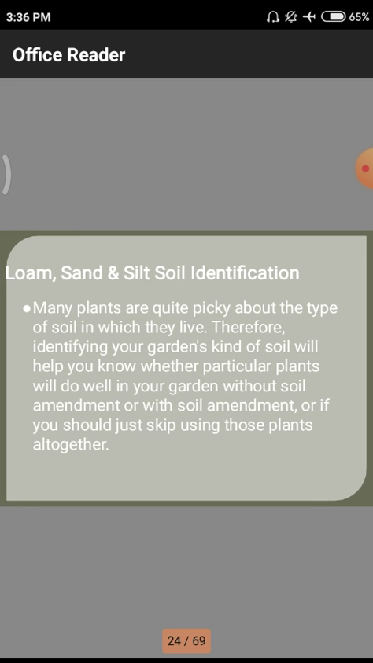Next, we have loam, sand, silt and other soils identification. How do we identify the type of soil, by which properties do we need to observe the soil, and on which principles do we have to decide the particular soil?